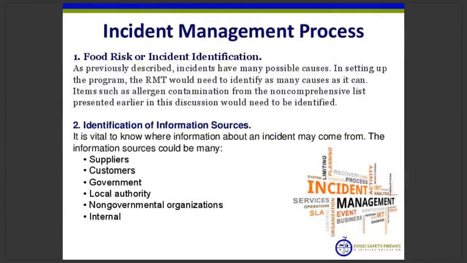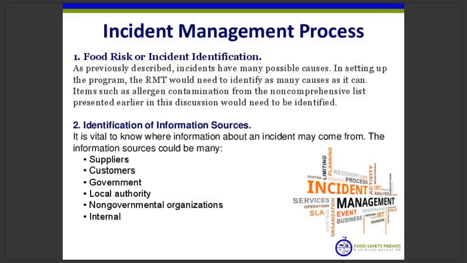The first step for any incident management is that we first need to identify the food risk or the food safety incident. Incidents, as we said before, have many possible causes, food related and non-food related. During setup of such programs, the risk management team needs to identify as many causes as it can, because this will all help us in dealing with the incident and in preventing it from going into the crisis, as we described before.